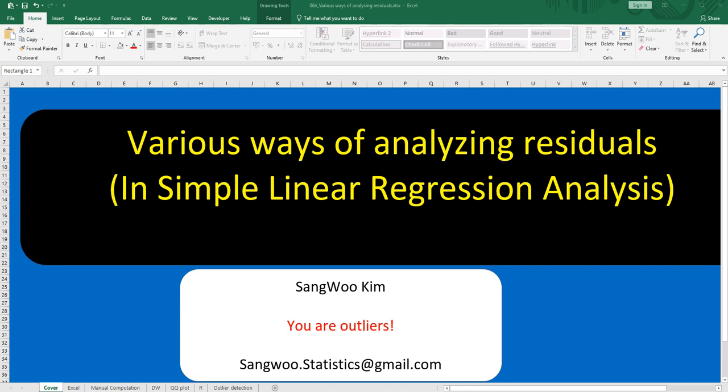In the previous video, I showed you how to get the Durbin-Watson statistic and QQ plot to check whether residuals satisfy independence and normality. In this video, I would like to show you how we can get various residuals to detect outliers or the influence of each observation. Shall we start?